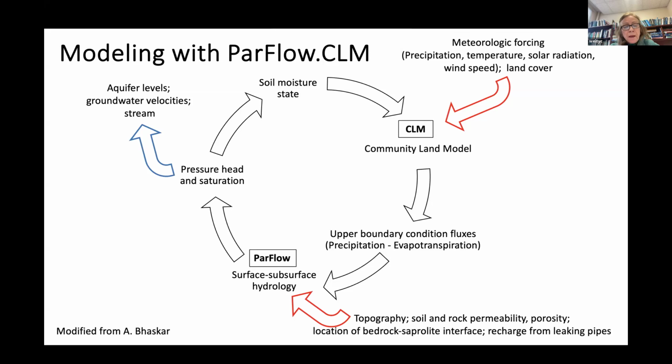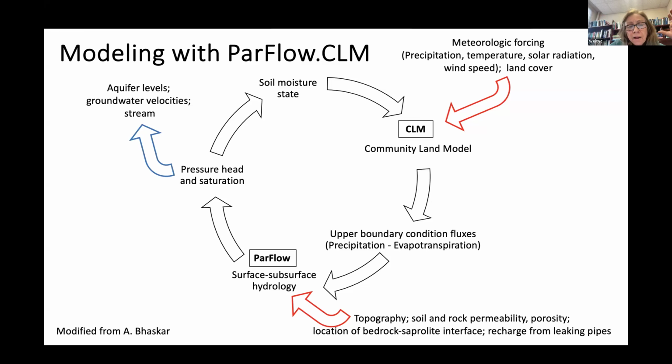ParFlow is variably saturated, a three-dimensional finite difference code. So basically, the degree of saturation can be from 0 to 1 at any cell. And so there's a natural fluctuation of the pressure head and saturation as you have infiltration and drainage. And there's no external specification like, oh, the water table must stay here. The water table will rise and fall with infiltration and evapotranspiration: infiltration in, evaporation, ET out.